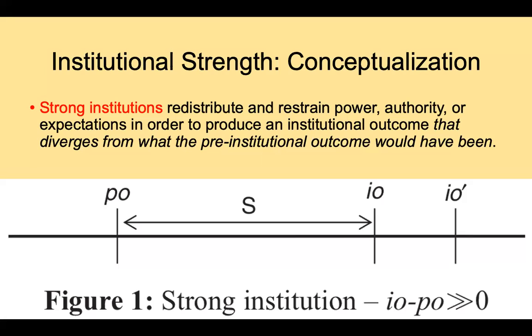The institution is a rule that changes the behavior of the actors. It alters the behavior of the actors in a way that alters the outcomes in the environment. It produces an institutional outcome, a change in the environment, by changing the behavior of the actors through a redistribution of power or authority or a change in the expectations of the individual actors. These are rules, the rules of the game, the rules that govern the actors or the rulers themselves.